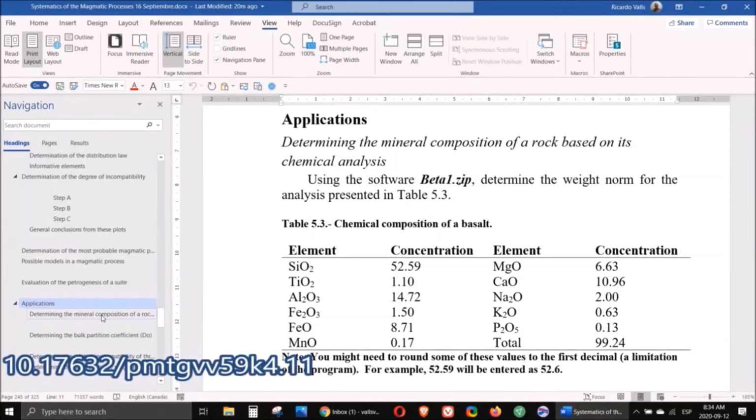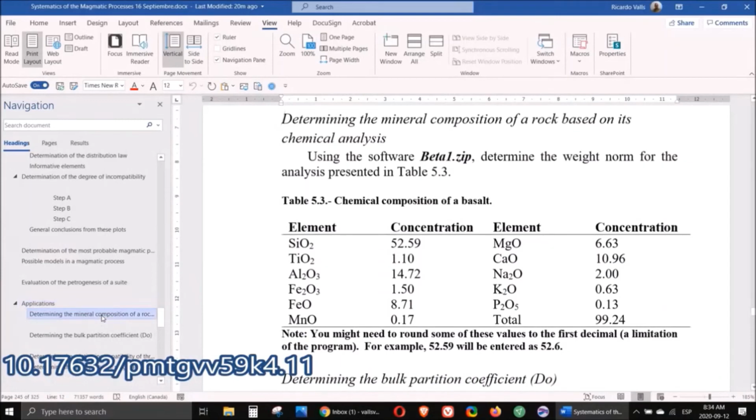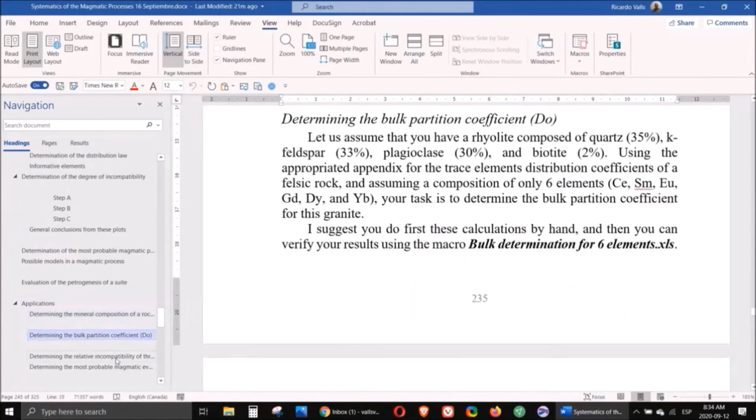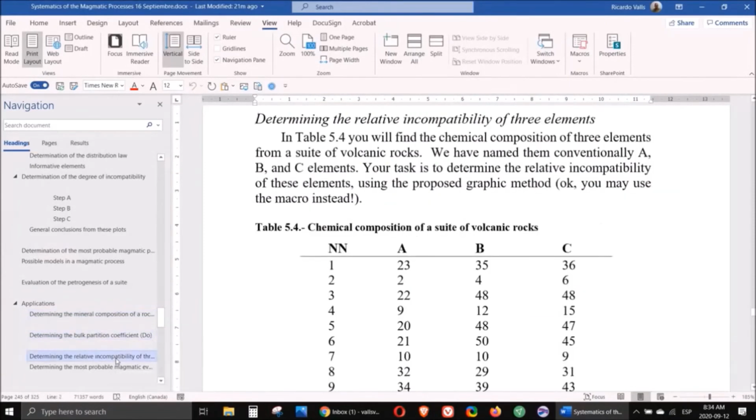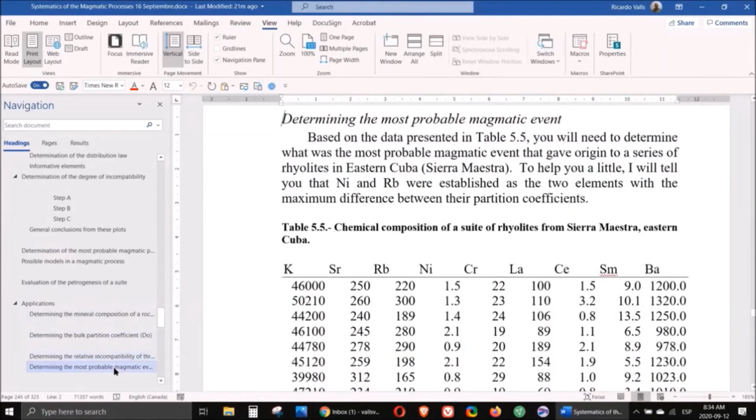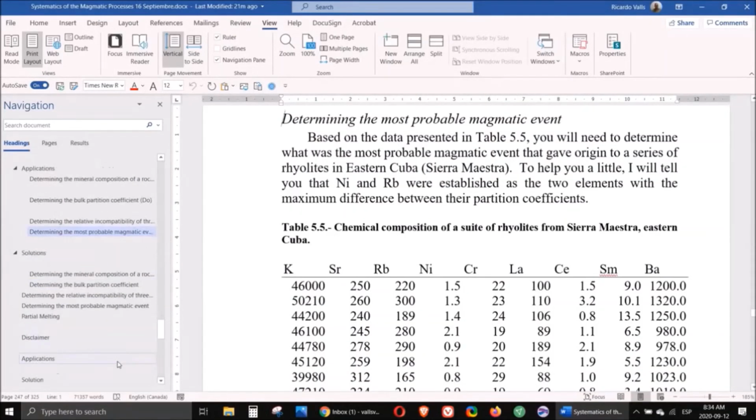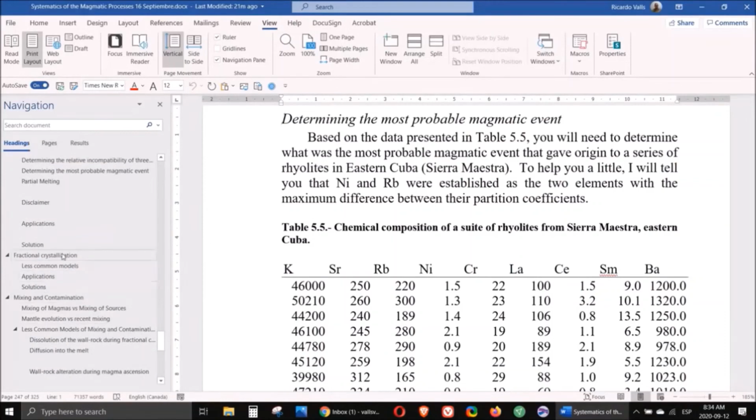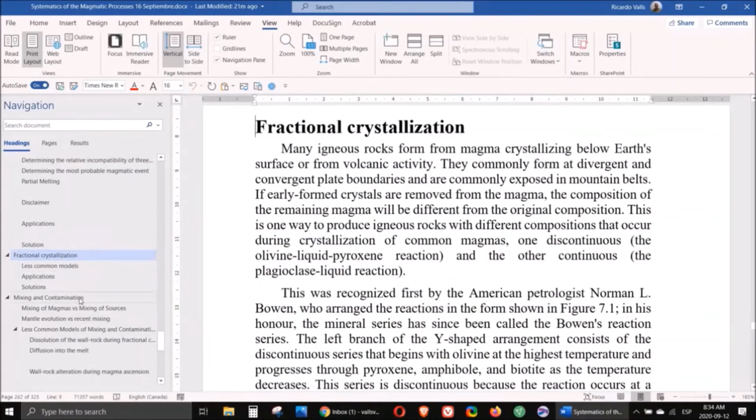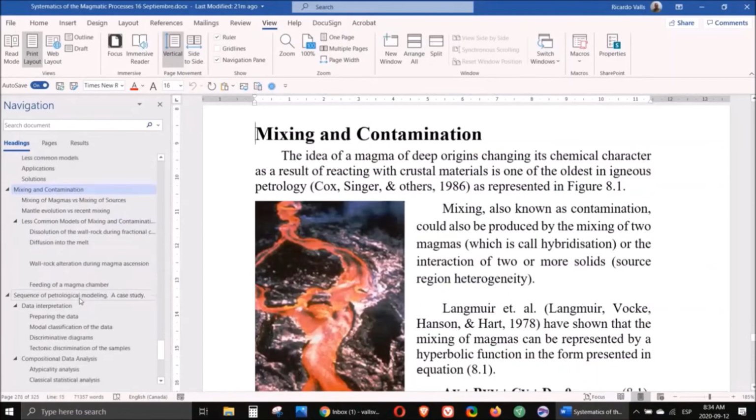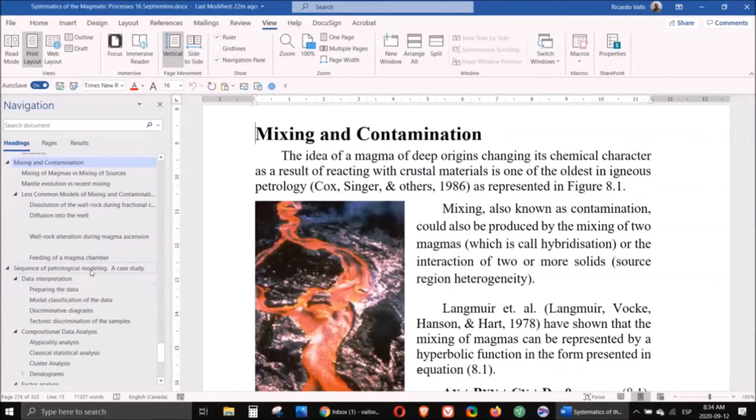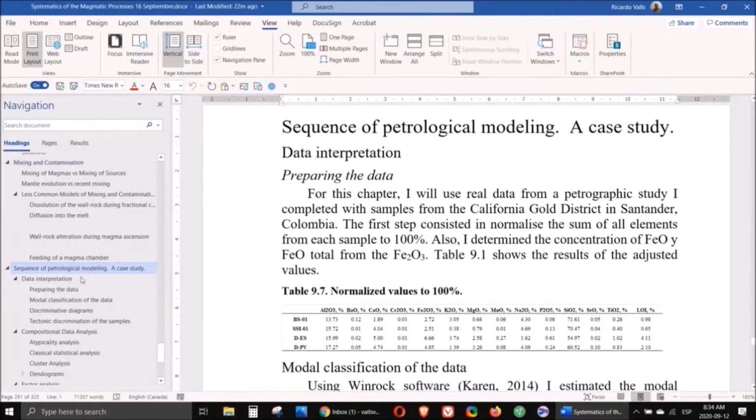So we have here, for example, how to determine the composition of a rock based on the chemical analysis, the bulk partition coefficient, the relative incompatibility of elements, what is the most probable magmatic event, and again, as always, there is a chapter with the solutions, so you will know all these things. The same thing for fractional crystallization, for mixing and contamination. And the book ends with a full sequence of what you do to interpret your data.